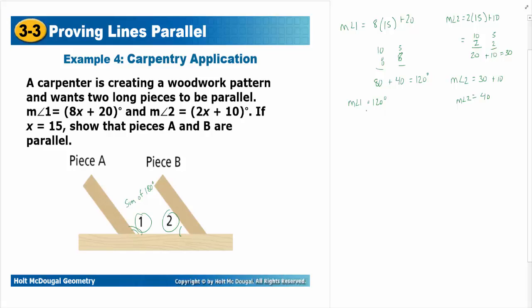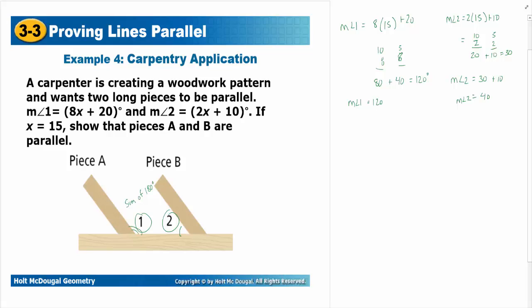What your goal is in this problem: a carver is creating a woodwork pattern and wants 2 long pieces to be parallel. The measure of angle 1 is 8x plus 20, and the measure of angle 2 is 2x plus 10. If x equals 15, show that the pieces A and B are parallel. What I've done at this point is plug 15 into the measure of angle 1, so I went 8 times 15, and that gave me 120. I forgot to add the 20, didn't I? So that's not really the final answer.